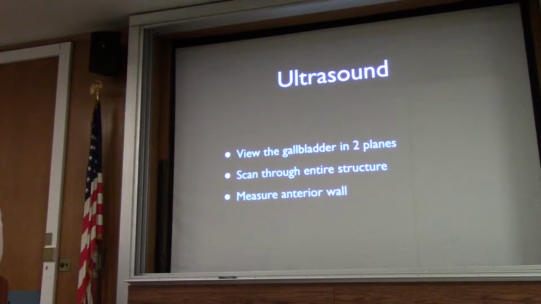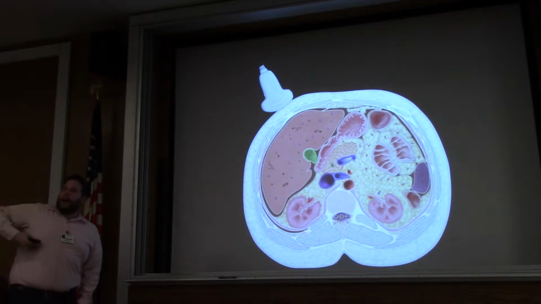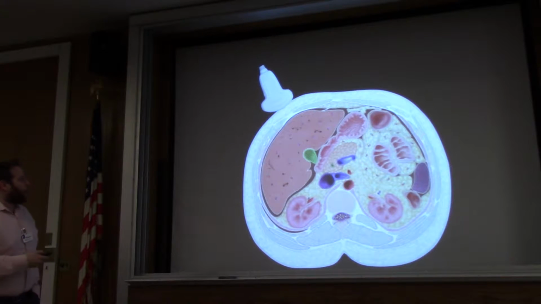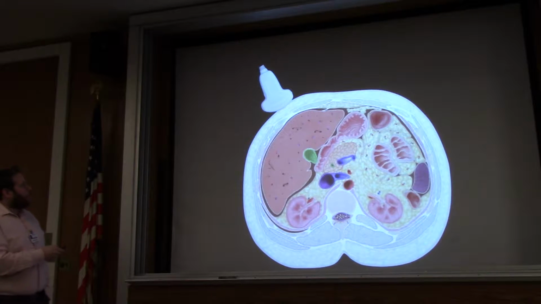You want to look at every structure you look at with ultrasound in two planes, and you want to scan through the entire structure, and you're going to measure the anterior wall and go through that. So what are we going to see? What's our anatomy? If you're right over here, you're fanning through. Here's a transverse view of the abdomen. You guys know and love this type of image.